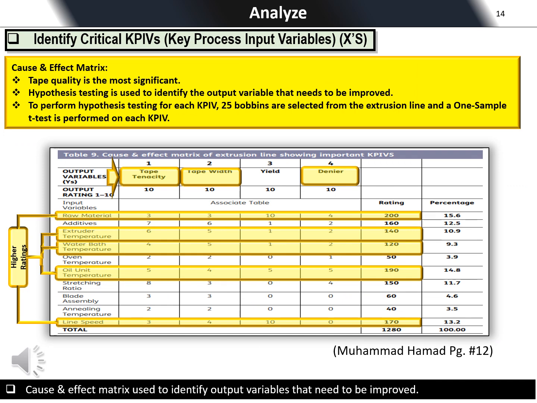Identify critical key process input variables for X. Cause and effect matrix: tape quality is the most significant. Hypothesis testing is used to identify the output variable that needs to be improved. To perform hypothesis testing for each key process input variable, 25 bobbins are selected from the extrusion line and a one sample t-test is performed on each key process input variable.